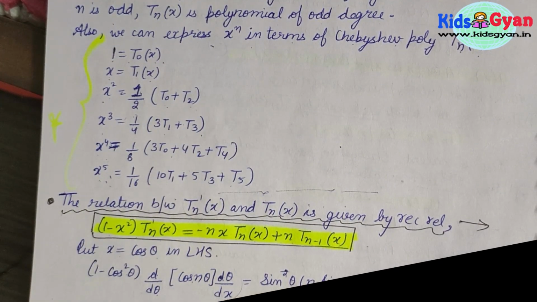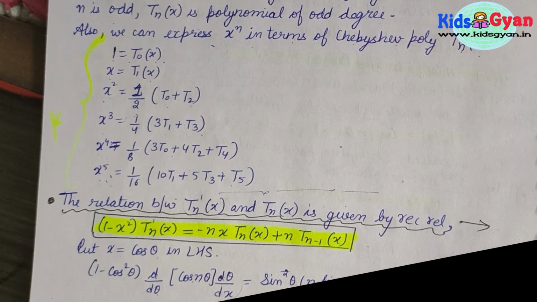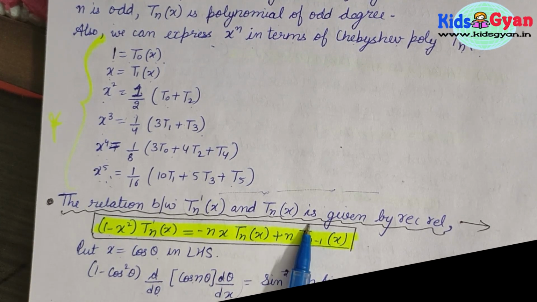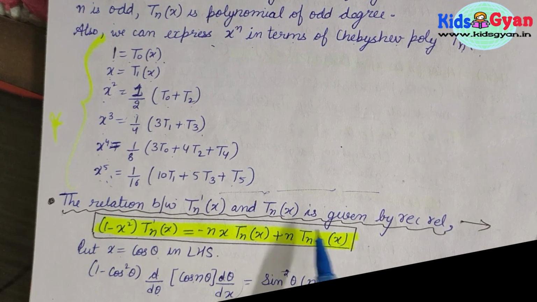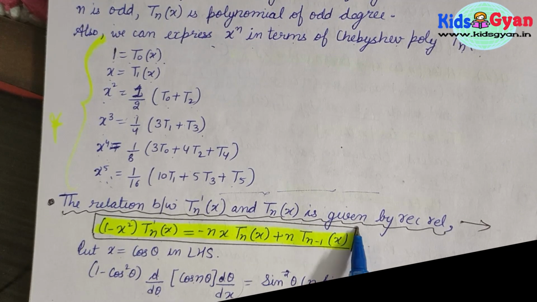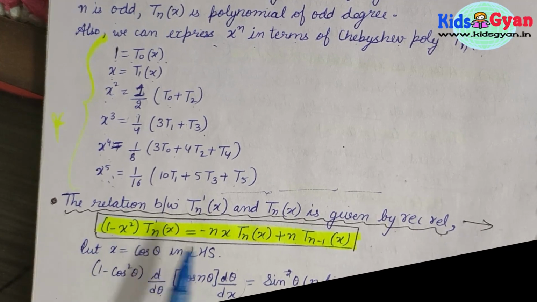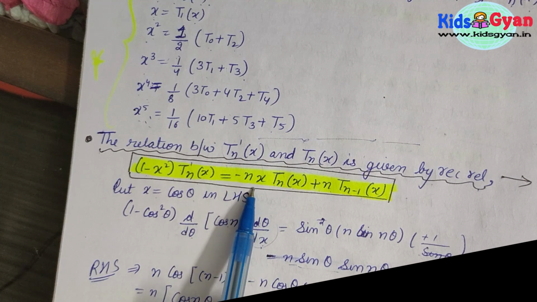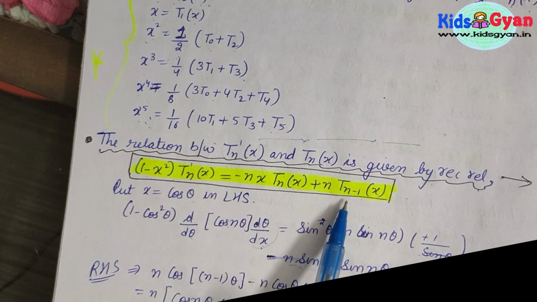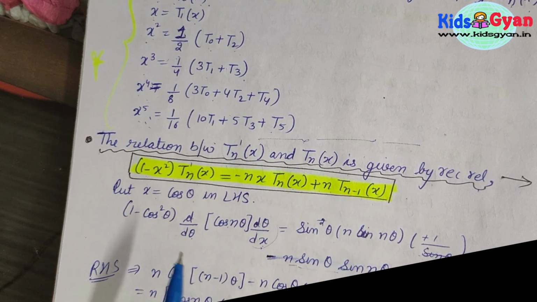Okay. Now, what is the relation between T'n(x) and Tn(x)? That means, if we differentiate Tn(x), we get T'n(x). So what is the relation between both, the derivative and Tn(x)? T'n(x) and Tn(x) are related by the recurrence relation: 1 minus x squared T'n(x) is equal to minus nx Tn(x) plus n Tn-1(x).